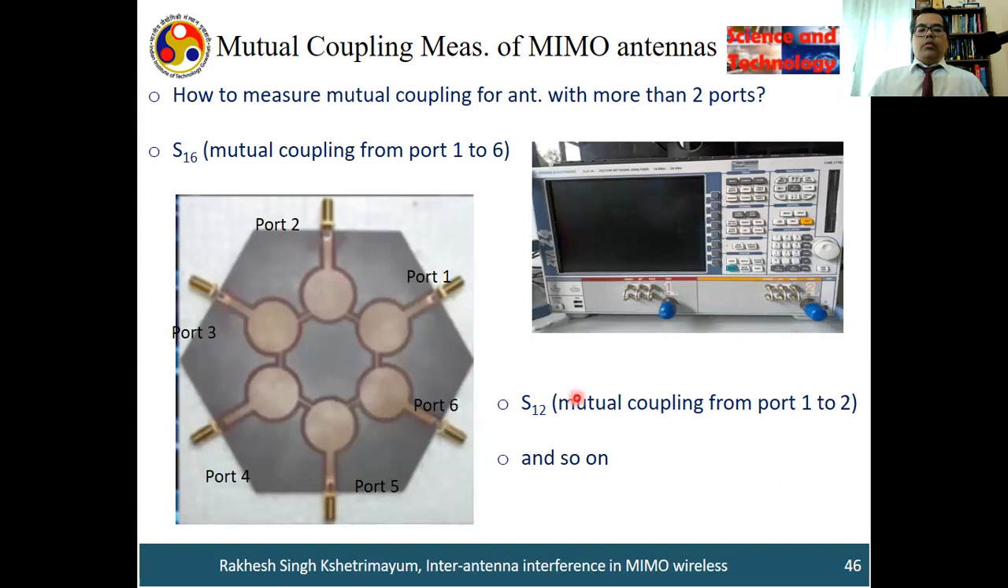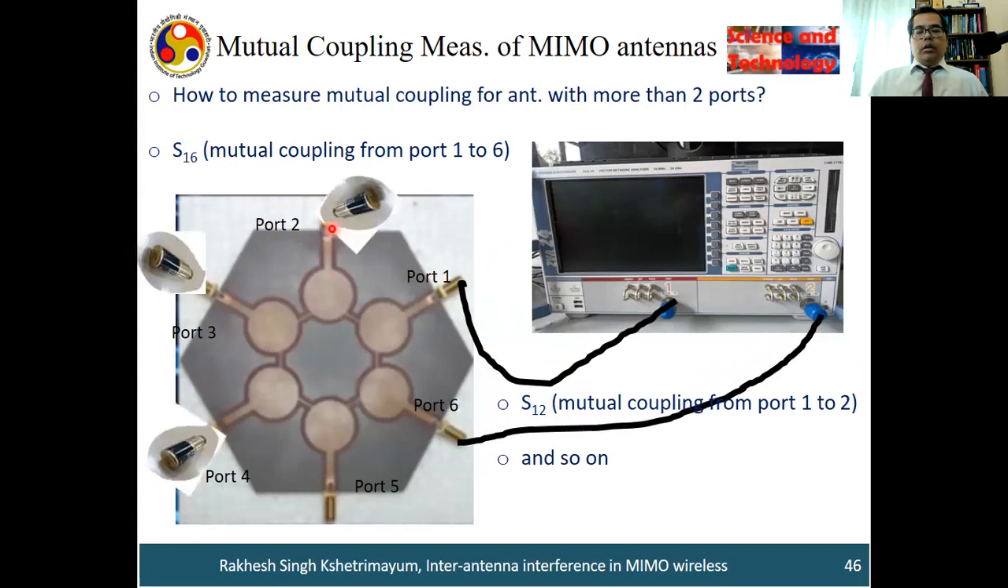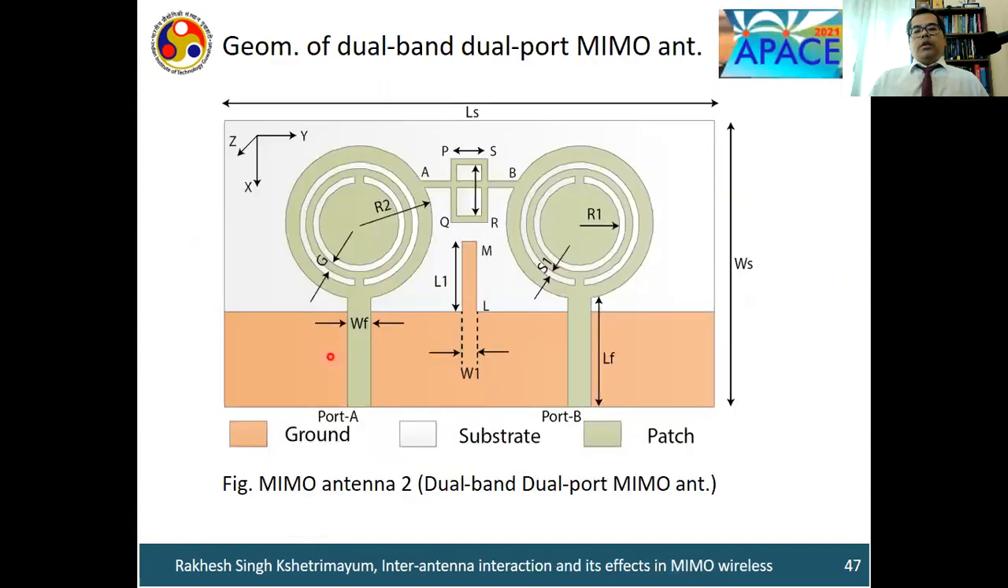Then I connect port 1 with port 1 of the network analyzer, and port 6 with port 2 of the network analyzer. Then I send some signals and measure the signals coming to port 6. But what happens to the remaining ports? If I keep them open, there will be a lot of reflection, because open circuit means infinite impedance. So you have to put a matched 50 ohm load on them, so that there is no reflection. With this setup, you can measure the mutual coupling between port 1 and 6. Like that, you can do the same for the other ports. That's how you measure the mutual coupling in the lab.